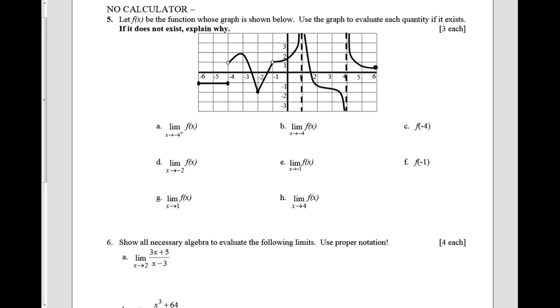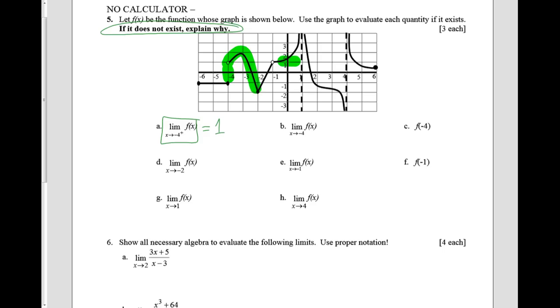Okay, so now I'm turning over to the no calculator part. Number 5 has this crazy function, and the graph is shown, and we're trying to find the quantities if they exist, and be sure and read the directions. It says if it does not exist, explain why. So the first one here is the limit as x approaches negative 4 from the right of f of x. So where is negative 4? Negative 4 is right here. If it's from the right, that means where is my right finger going? Well, my right finger is going to y equals 1. So that's going to be the answer to this question for the limit.